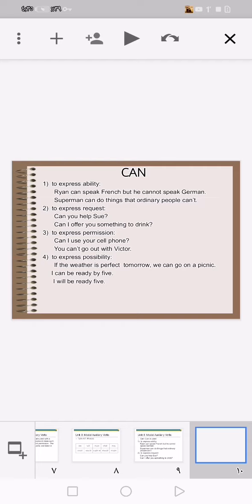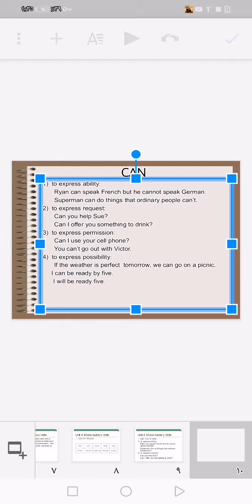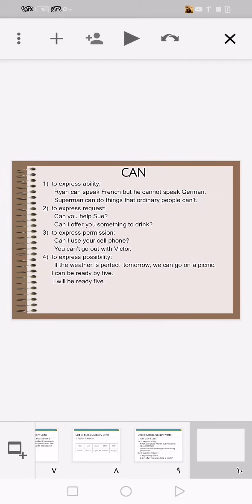Number 3, to express permission. Can I use your cell phone? You can't go out with Victor. Number 4, to express possibility. If the weather is perfect tomorrow, we can go on a picnic. يعني إذا كان الجو بكرة جميل ومعتدل نستطيع أن نخرج في يعني لبيكنيك. نستطيع أن نخرج, we can go on a picnic.